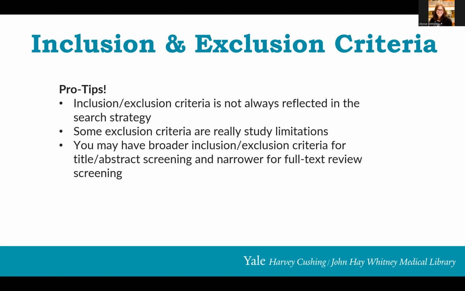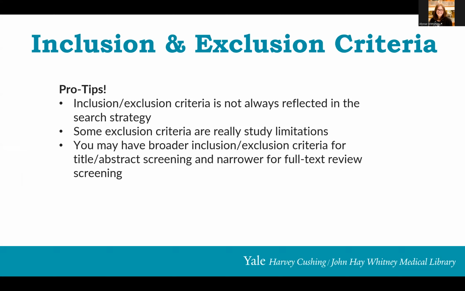In addition to this, you may have broader inclusion exclusion criteria for title and abstract screening and narrower for full text review screening. So, if you're searching by an outcome, so for instance, we're going back to my heart attack question, it may be that I'm really looking at the change in death. And it could be, I want to compare, has this new drug really made all these improvements that I'm saying it does? Or is it more similar to the treatments that we were giving previously?